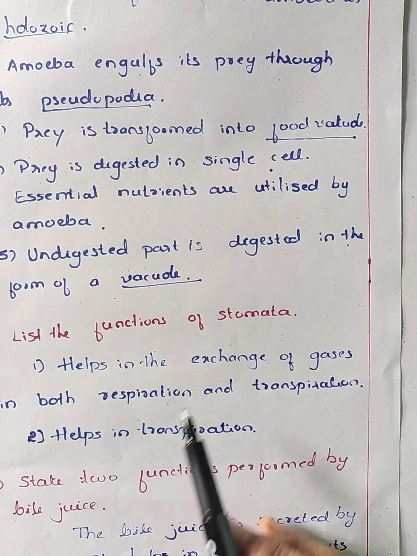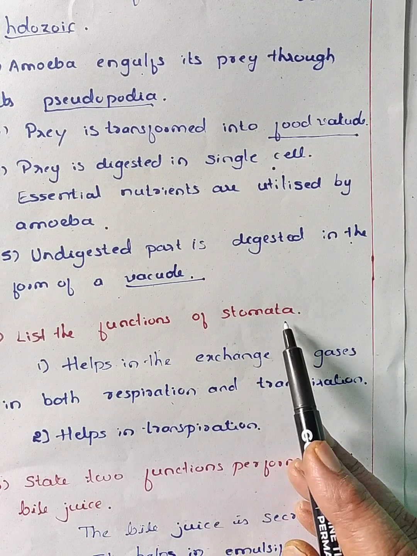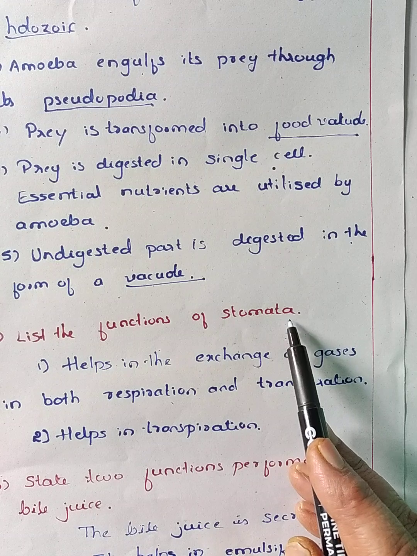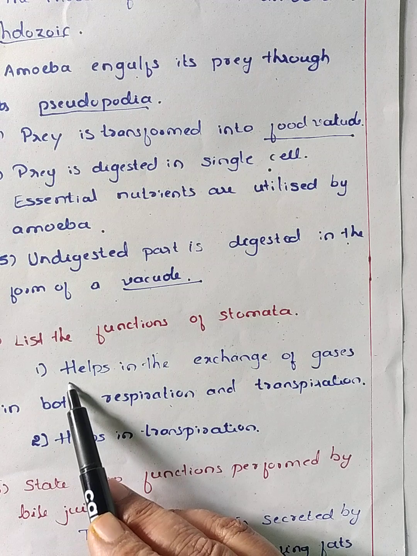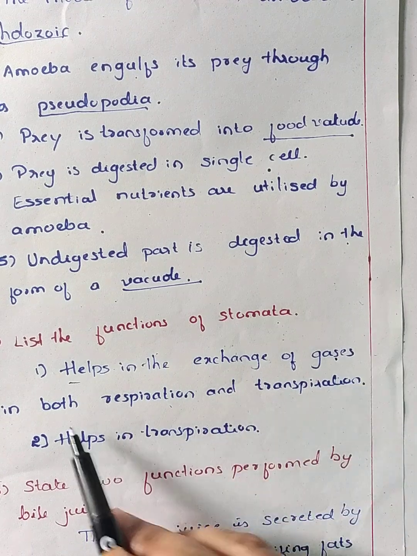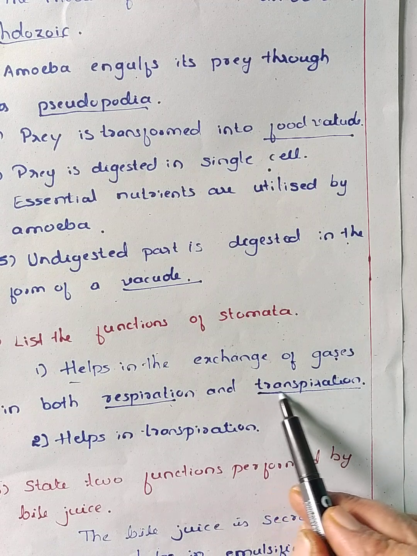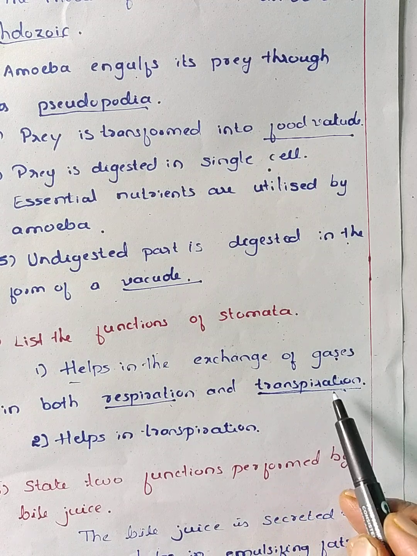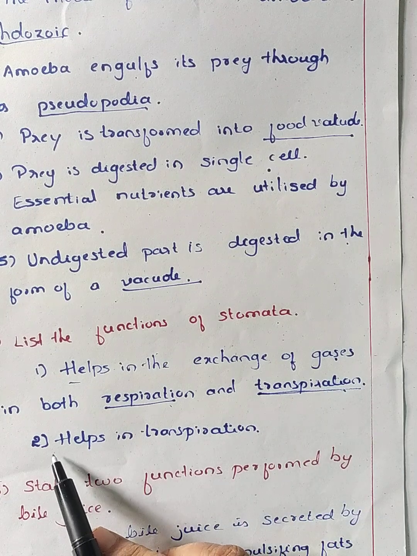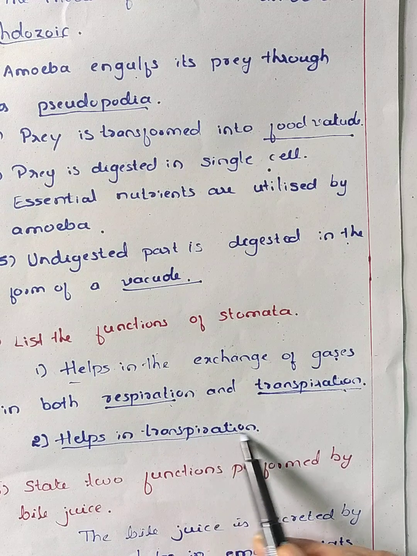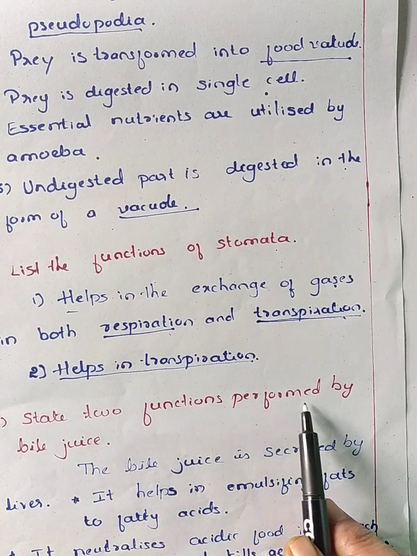The next question is: list the functions of stomata. What are stomata? Stomata are the hole-like structures present on the surface of the leaf. So what is the use of these stomata? Stomata help in the exchange of gases in both respiration and transpiration. Transpiration is the evaporation of water from the surface of the leaf.